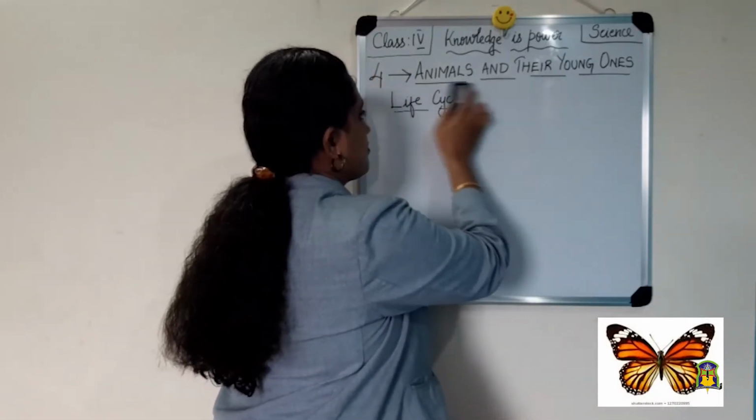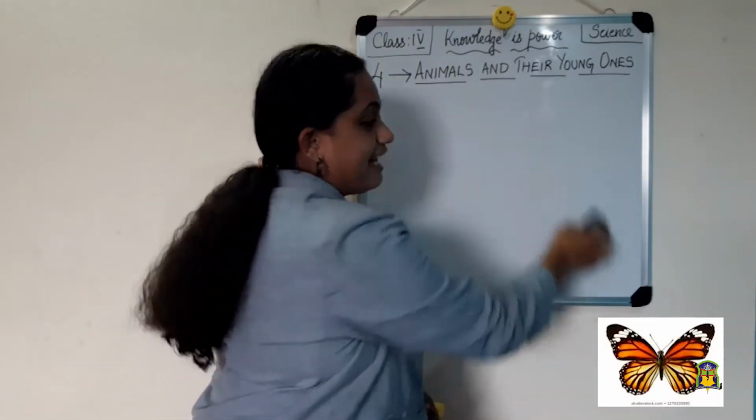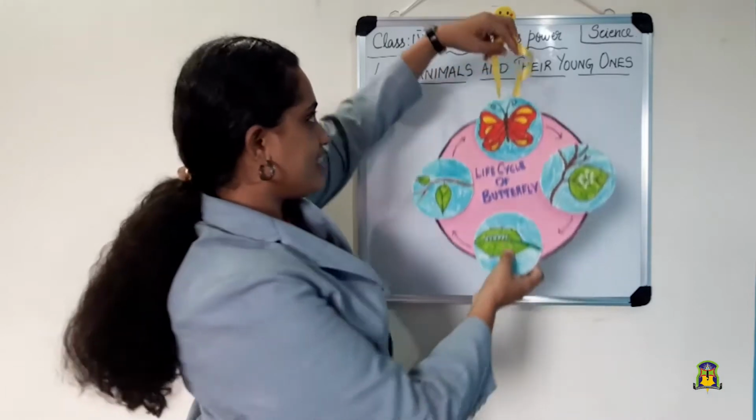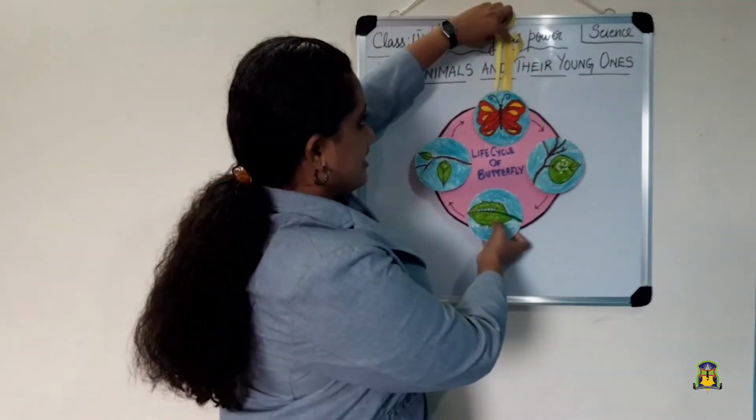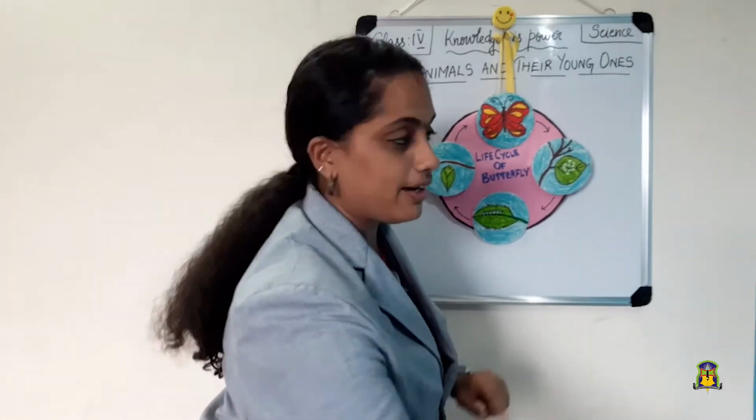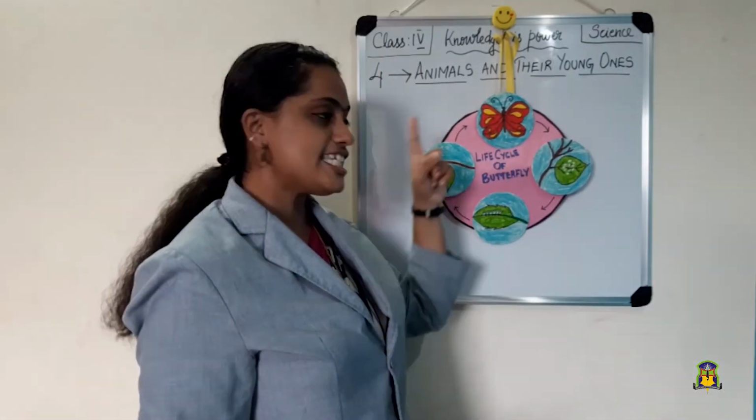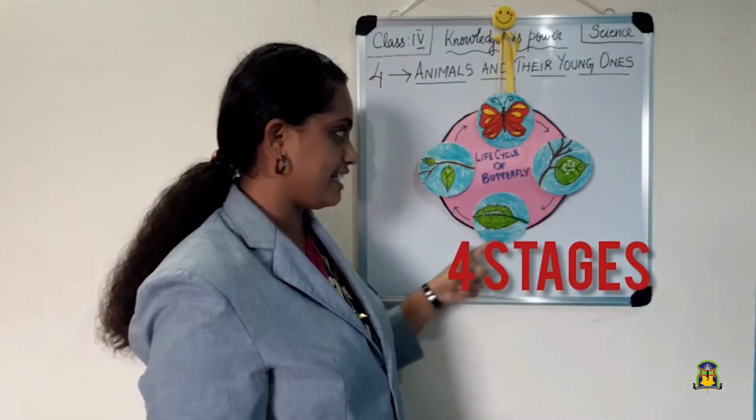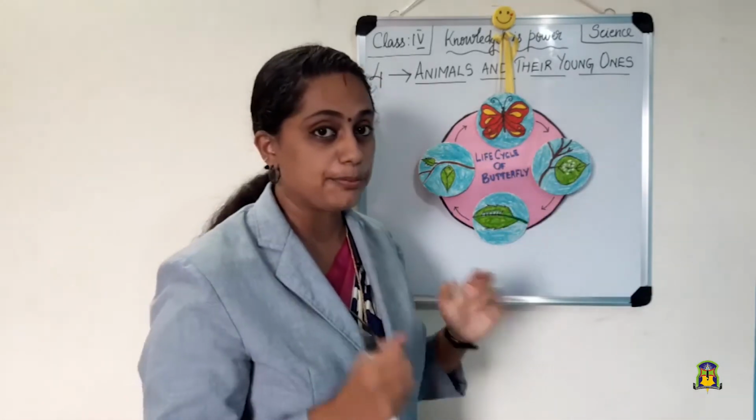Next is the life cycle of a butterfly. Just see this, children. Here we have the life cycle of a butterfly. Did you see? This is a life cycle. I told you there are 4 stages. Now, how is the reproduction happening?